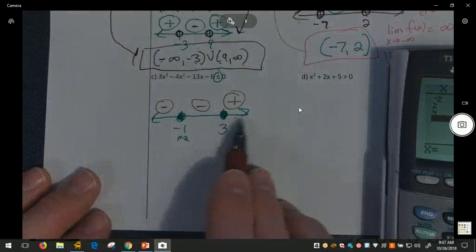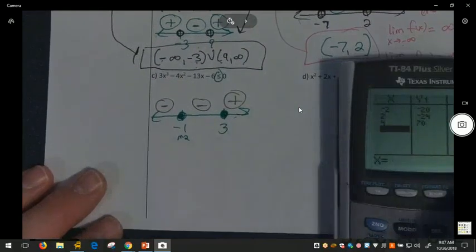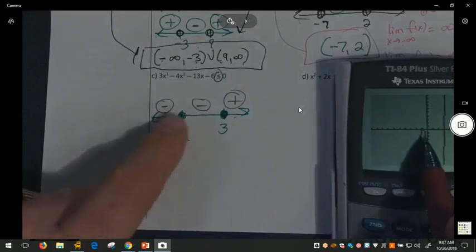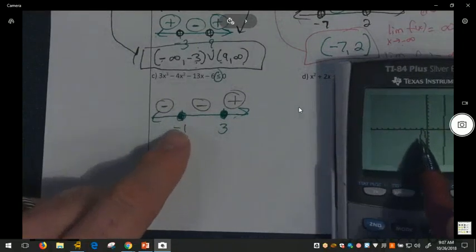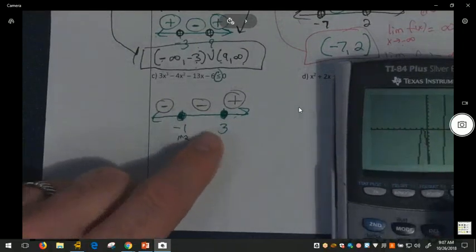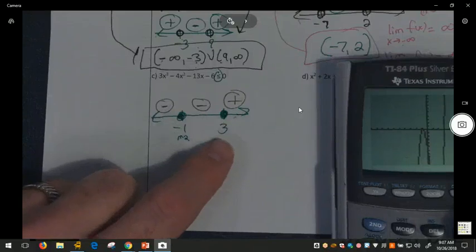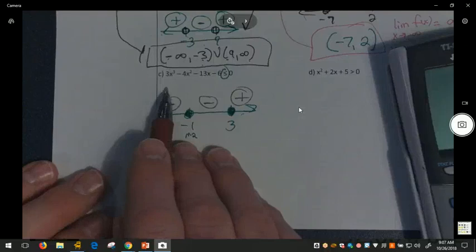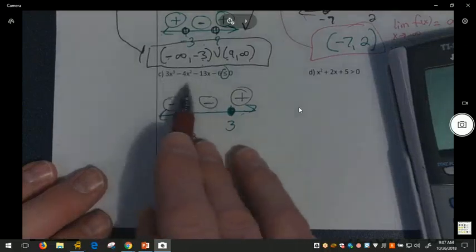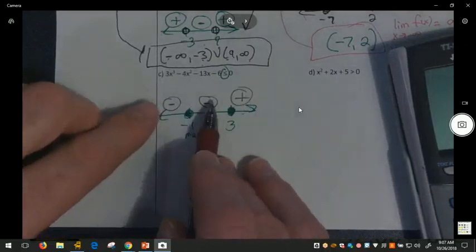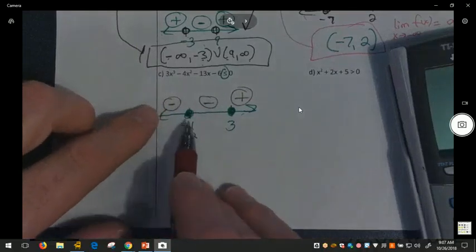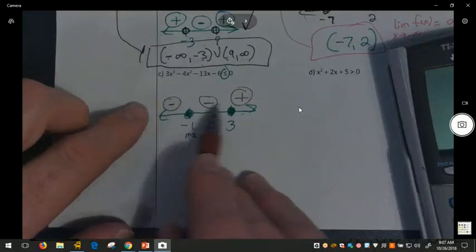Notice on this one our signs did not alternate because of the multiplicity of 2, because of the bounce. To the left and right of the zero x equals -1, the graph is going down. To the right of the zero x equals 3, the graph is going up. They want to know when this function is less than or equal to 0. Well, that would be on this entire interval. It would include this, so I don't need to separate that interval.